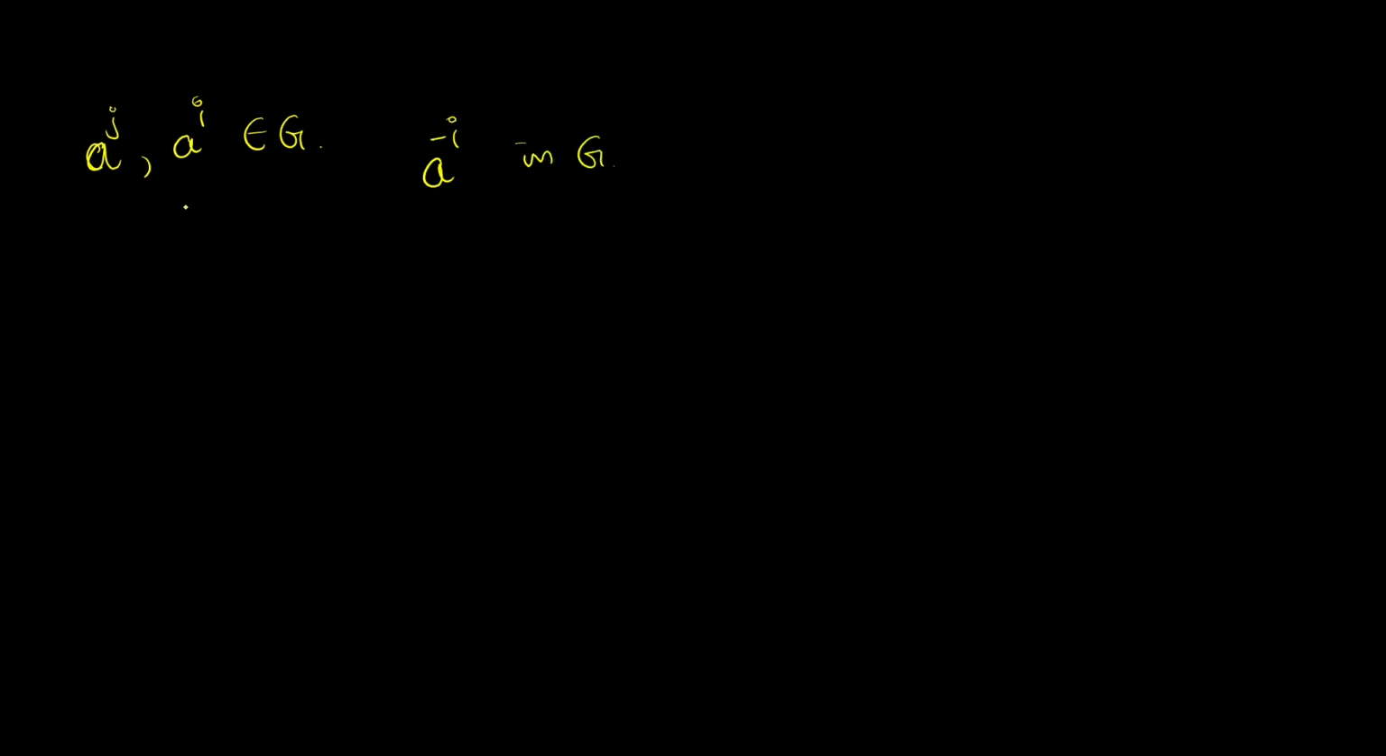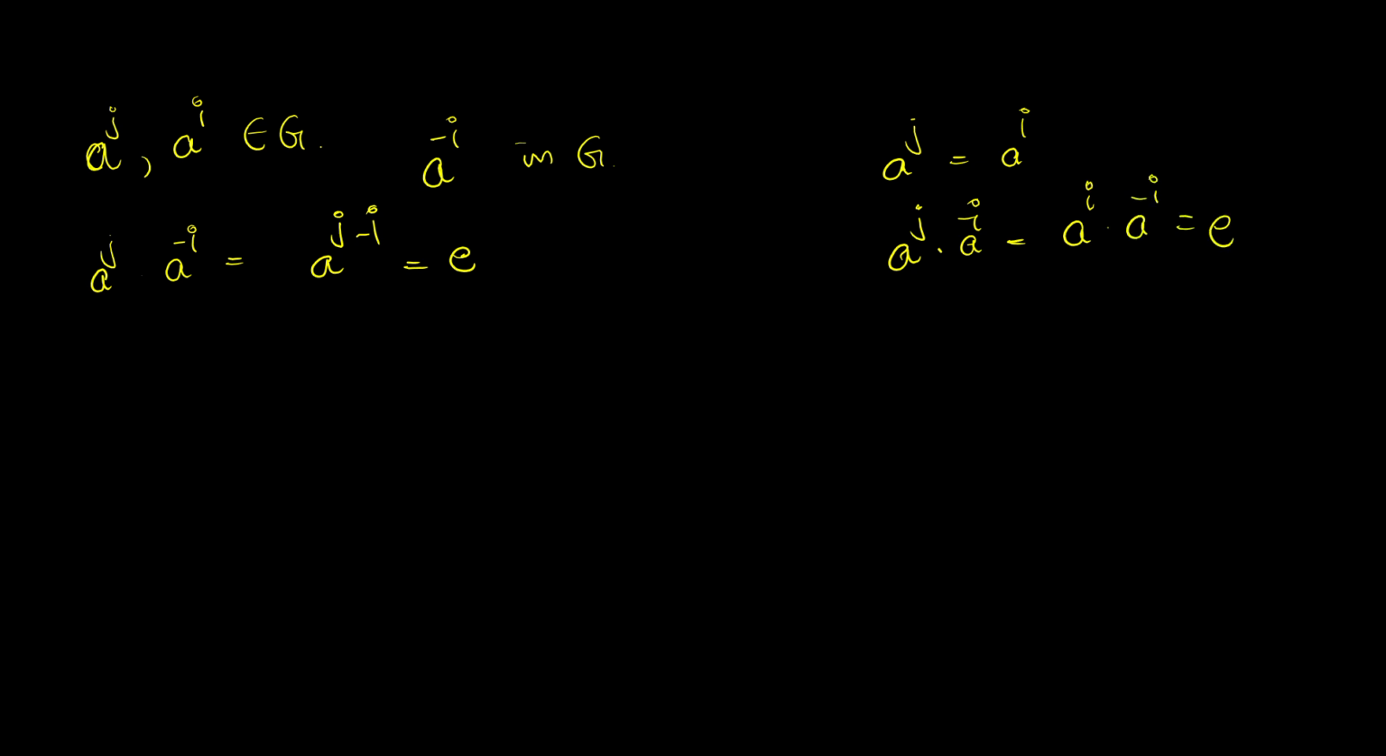Okay, in G we will have this. So we will have a^j into a^(-i), which is actually equal to a^(j-i). But what will this be? This will be equal to identity, right? Because a^j equals a^i, we can multiply by a inverse on both sides. So we'll have a^j into a^(-i), which is equal to a^i into a^(-i), which is actually equal to identity, correct? So we'll have that a^(j-i) is actually equal to identity.